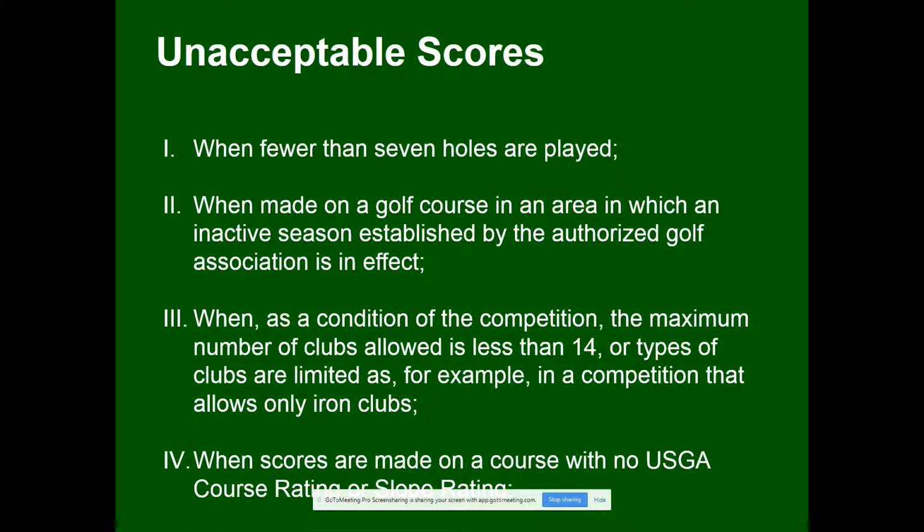When scores are made on a golf course with no USGA course rating or slope, obviously that would make a lot of sense, but also there's a caveat to that, which we'll get to, where let's say you're a woman and you wanted to play a longer set of tees and there's no rating for that. There is a section in the book that allows you to actually create a temporary rating for that one situation for you to be able to post a score, and we'll get to that here in a second.